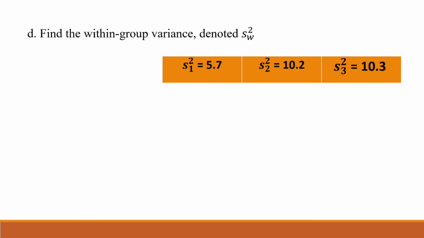So for letter D, find within group variance denoted by S squared sub W. Dito naman hahanapin natin yung within group variance. Yung formula ng within group variance is the summation of total number of each group minus 1 times yung nakuha nating variance, divided by the summation of total number of each group minus 1.